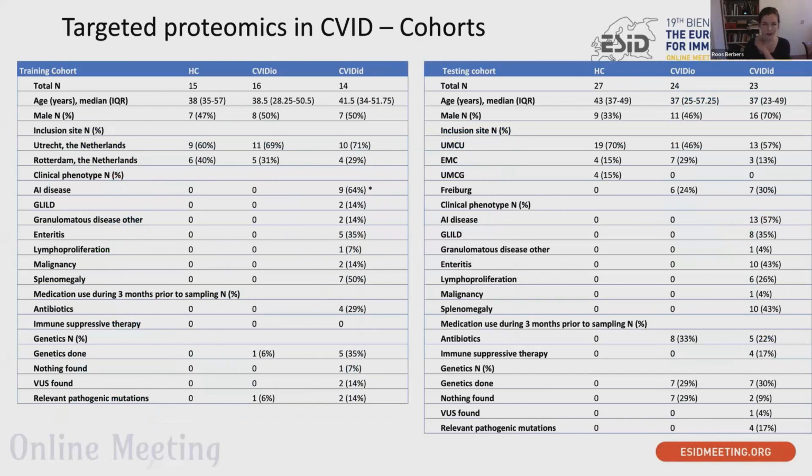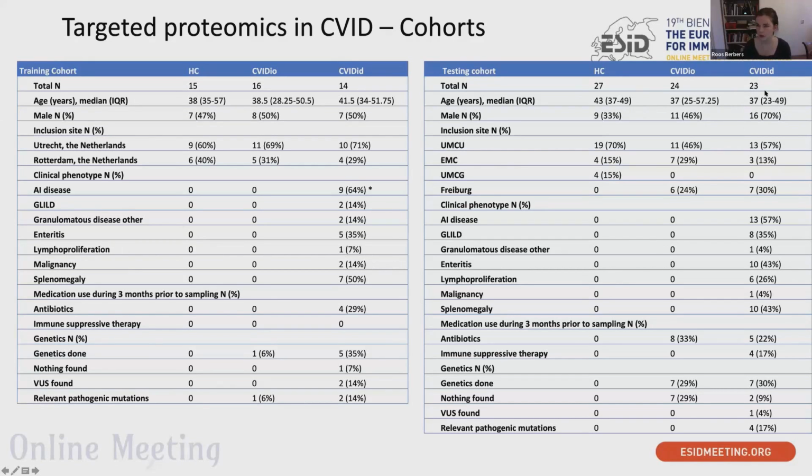Here's a very large overview of the 2 cohorts. In the first cohort, we had 15 healthy controls, 16 patients with CVID with infection only, and 14 with CVID and immune dysregulation. This first cohort was age and gender balanced, and the most prevalent clinical phenotype was autoimmunity. The second cohort was slightly larger, where we had 27 healthy controls, 24 patients with CVID and infection only, and 23 with CVID and immune dysregulation.